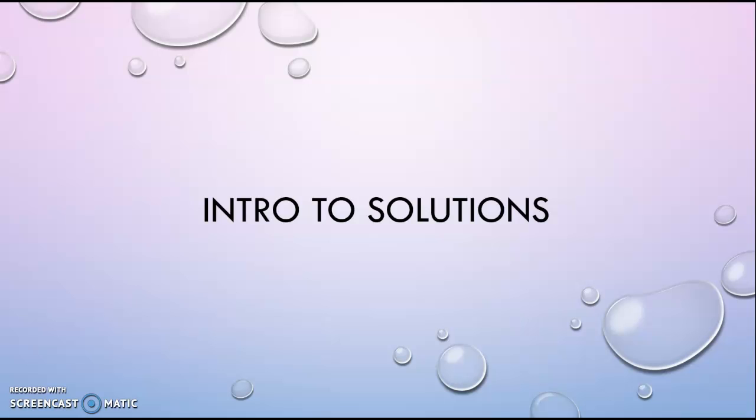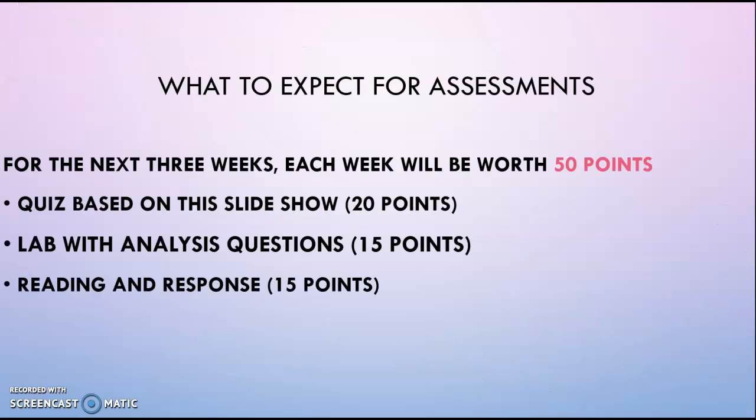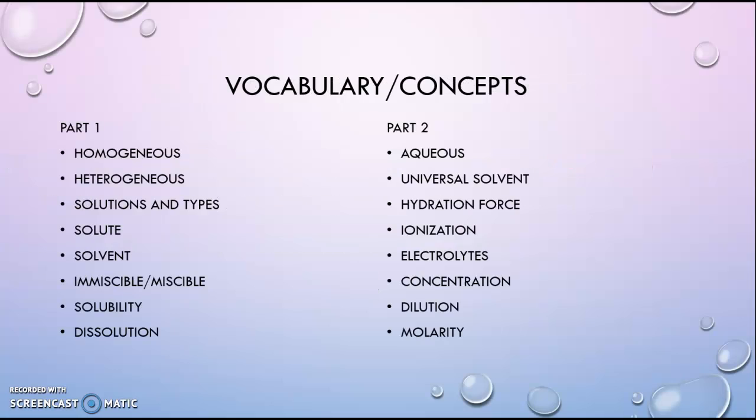ECA students, this week we are looking at solutions. This week you can expect to have 3 assignments. Together they are worth 50 points. You have a quiz based on this slideshow, a lab with analysis questions, and a reading and response. And the next 2 weeks after this will look the same.